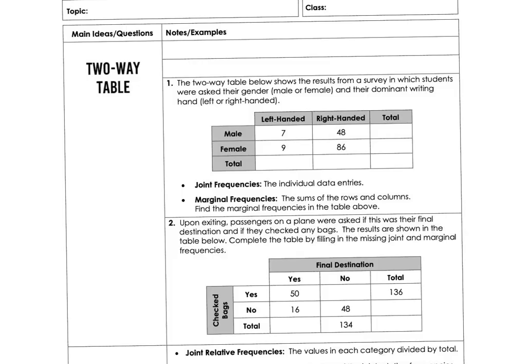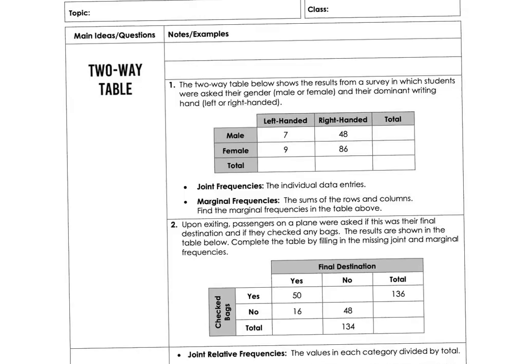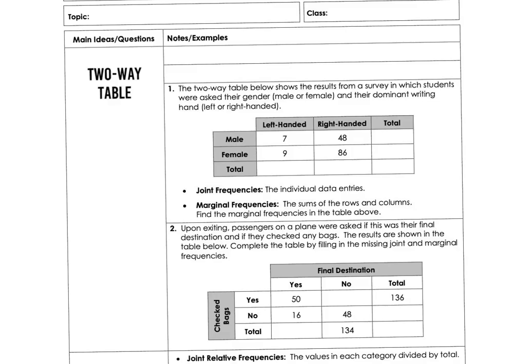If I wanted to figure out how many males answered this survey, I would just add across, right? I would just add 7 plus 48, and that would give me 55 males. And then the same for females. I would just add straight across. 9 plus 86 would give me 95 females.